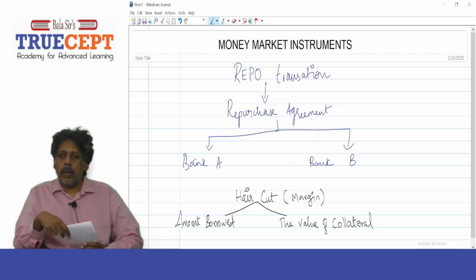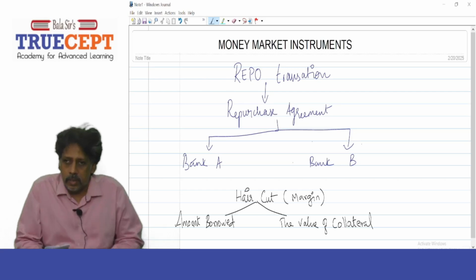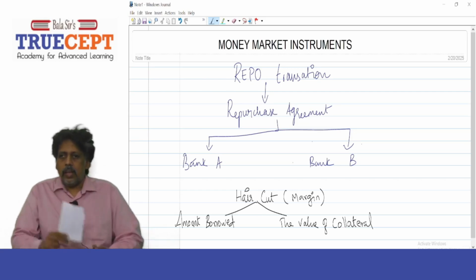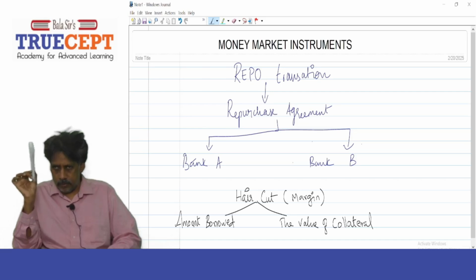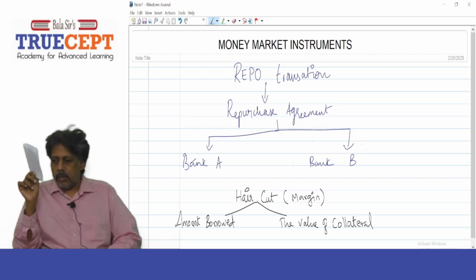Now, what does bank A do? What they can do is, they can enter into something called a repo trade or repo transaction with banker B. How does it work? I'll tell you. Let us say bank A has these investments, a bunch of papers. These are nothing but investments held by banker A. This can be even investment in some government bonds.